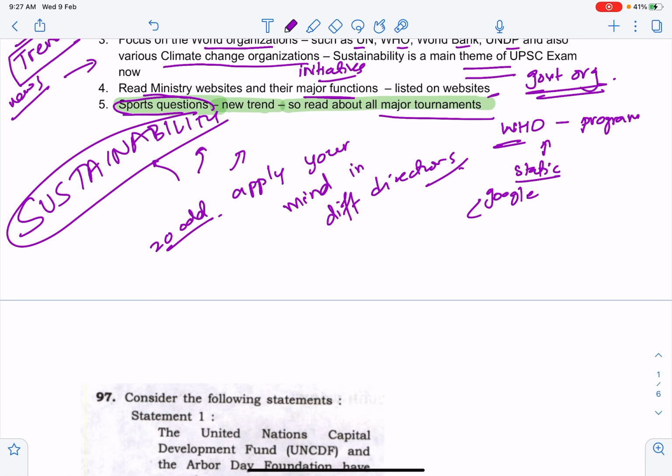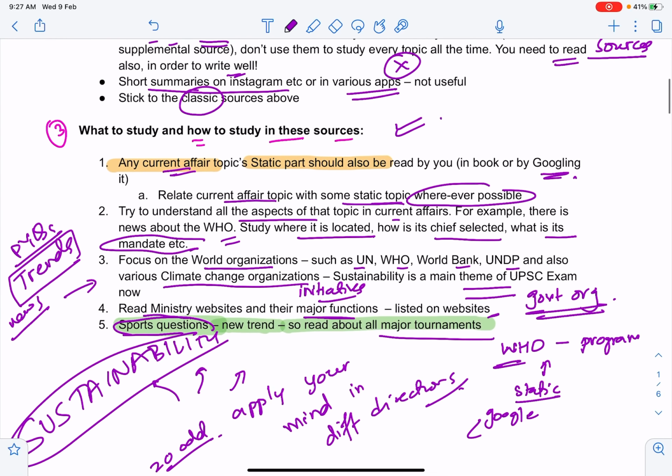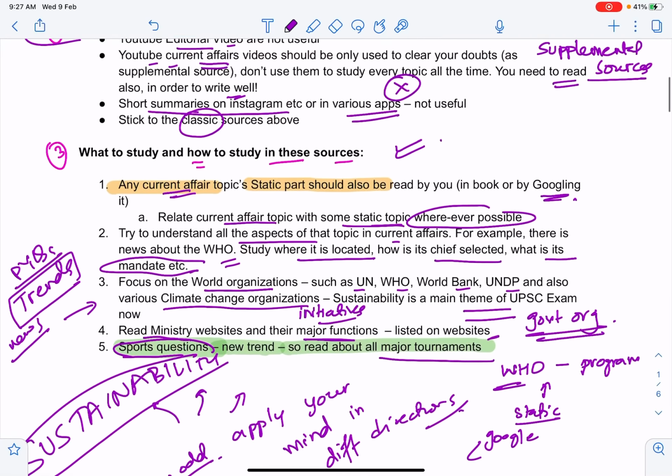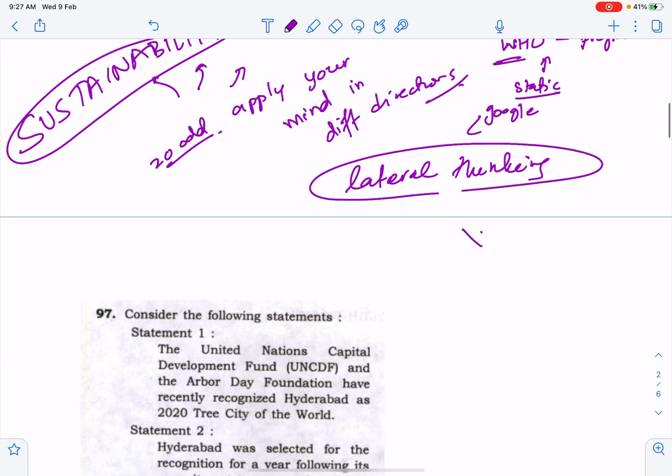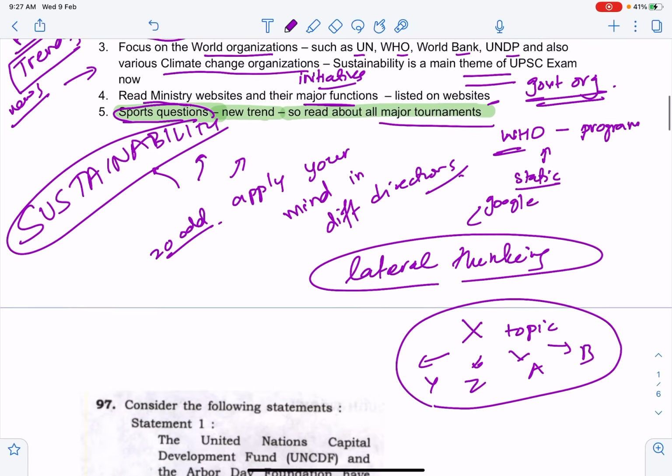You can easily read about them. Okay, so this is how to study all these things. Lateral thinking is what will really help you in the UPSC exam. What is lateral thinking? Let's say there is an X topic, you are able to read Y, Z, A, B about that topic. Different aspects of that topic are important.